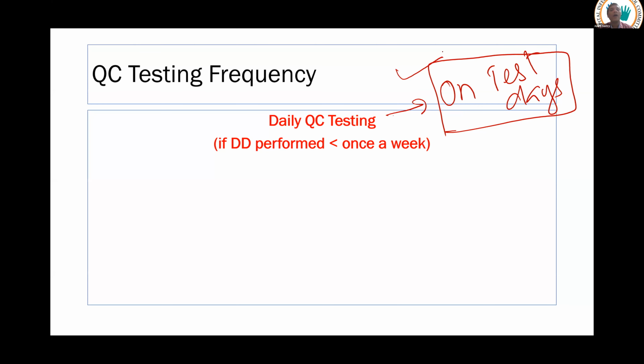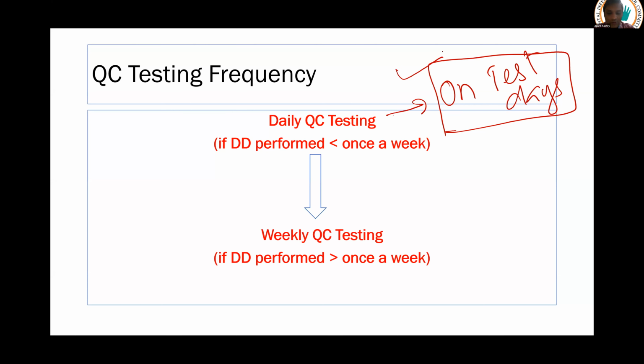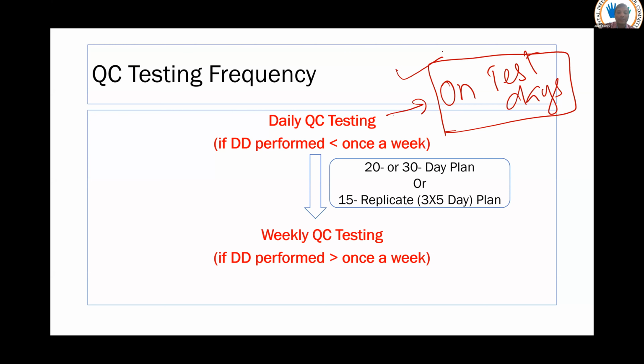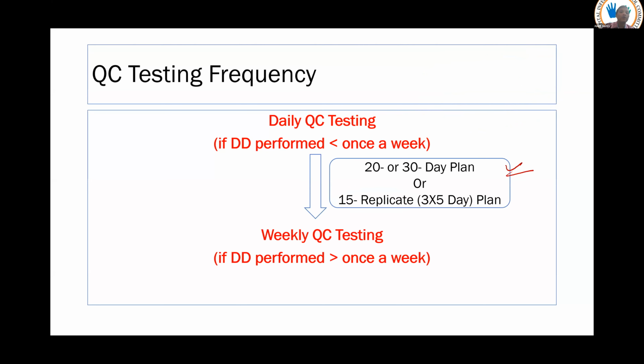Then you no longer require to follow a daily QC testing. You can switch over from a daily QC testing to a weekly QC testing. However, this switchover you cannot do randomly on your own. You have to go through a process called the 20-30 days plan or the 15 days replicate plan. Either of these two plans you can use to validate your laboratory, that you are eligible to perform weekly QC testing. So what are these two plans? I am going to show you in the next slide.